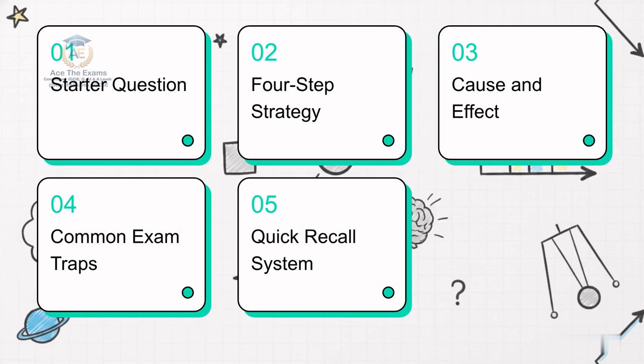Fourth, we are going to look at common exam traps, running through some interactive challenges to spot where students like Alex and Sam bleed marks. And finally, number 5, the quick recall system, to lock this all into your long-term memory.